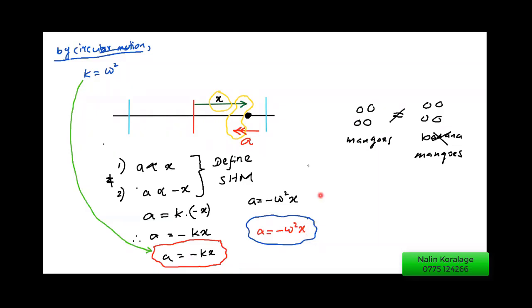But yet the particle can execute simple harmonic motion along the x-axis. So the main thing to be observed is that there is no connection between the direction of the simple harmonic motion and the symbol being used here.